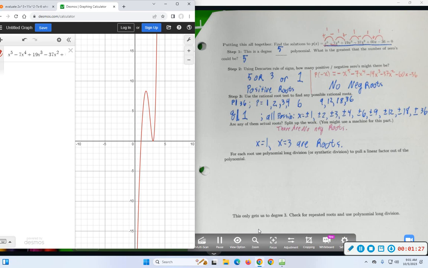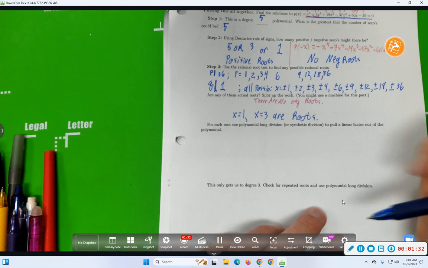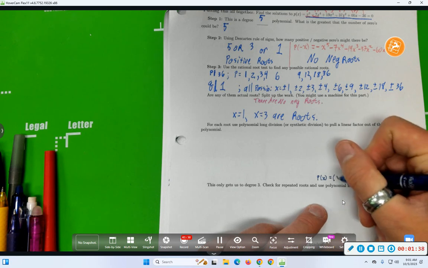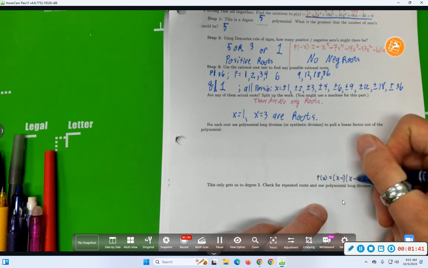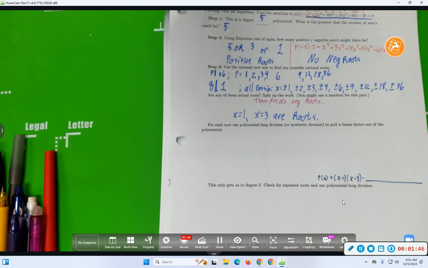Even if I didn't notice that about the graph, just by knowing these 2 things are roots, I should be able to take this complicated polynomial that I won't write right here, and write it as x minus 1 times x minus 3 times something. And how am I going to find that something? Well, I think I'm going to do some division. So I'll give you a choice of options right now. Should we do synthetic division or polynomial long division? Synthetic, polynomial long. All right, let's do some synthetic division.